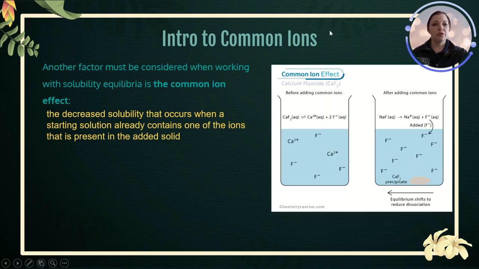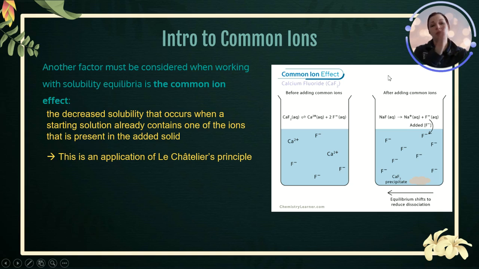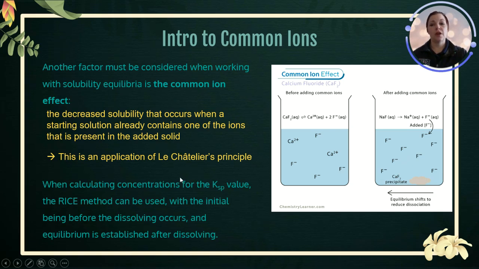So it looks like this. If this is just pure water and we try and dissolve calcium fluoride, you can see, stoichiometrically, we have our correct ratio here. We dissolve 2 fluorides for every 1 calcium. But if we add sodium fluoride, that means we're going to flood the solution with fluoride ions. You're going to see that a calcium fluoride precipitate will form. And essentially what we have done is shifted the equilibrium. We've added one of the products, and so that has shifted the equilibrium back towards the reactants, which is the solid. So it's an application of Le Chatelier.